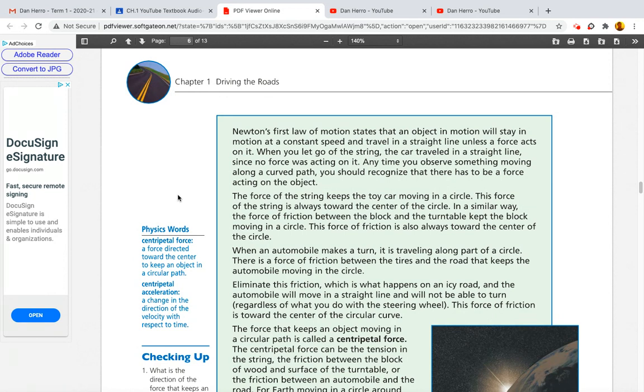In a similar way, the force of friction between the block and the turntable kept the block moving in a circle. This force of friction is always toward the center of the circle. When an automobile makes a turn, it is traveling along part of a circle. There is a force of friction between the tires and the road that keeps the automobile moving in the circle. Eliminate this friction, which is what happens on an icy road, and the automobile will move in a straight line and will not be able to turn regardless of what you do with the steering wheel. This force of friction is toward the center of the circular curve.